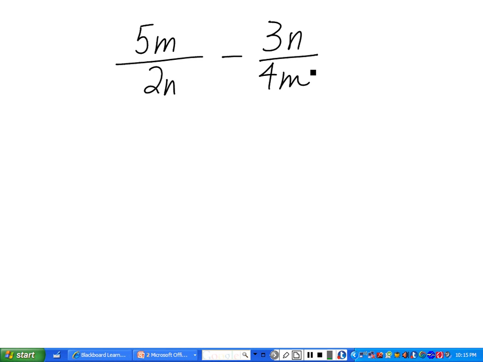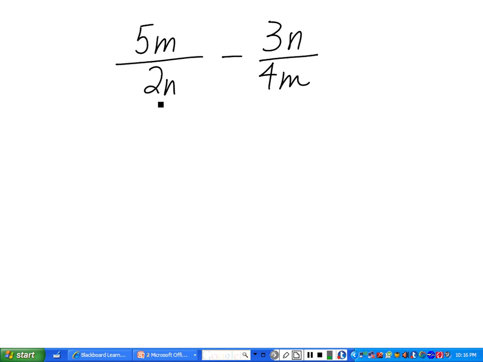Okay, let's try subtracting rational expressions. So now we have variables in the denominator. Now this concept still applies. We still are trying to get the same denominator. Right now we have 2n and we have 4m. How can we get both of these denominators to be the same?